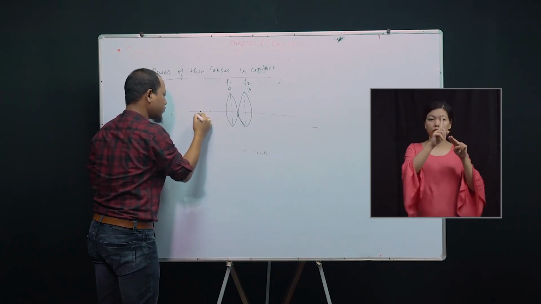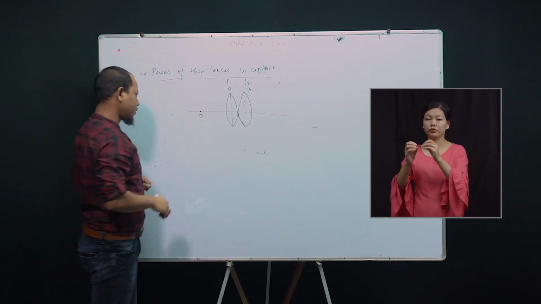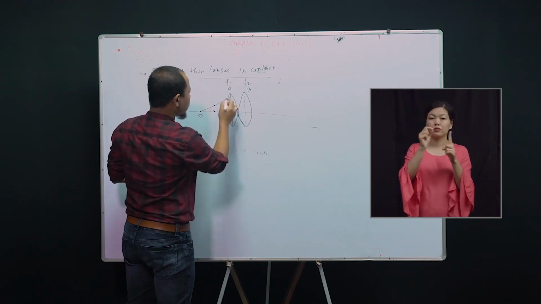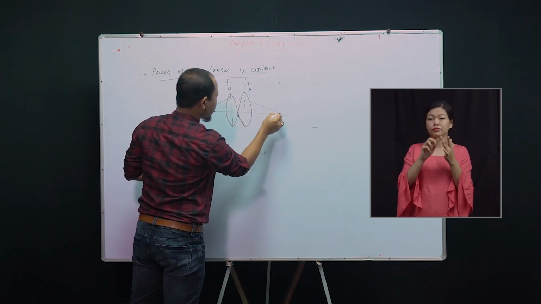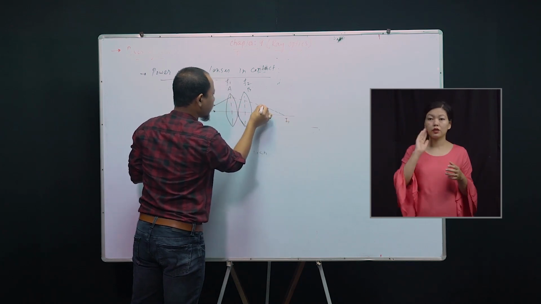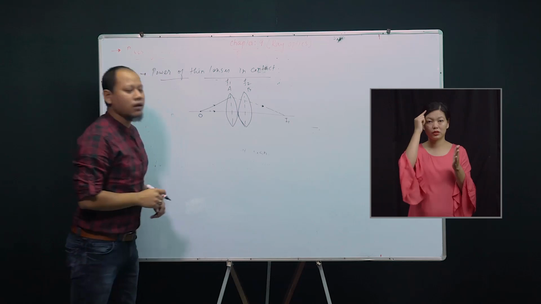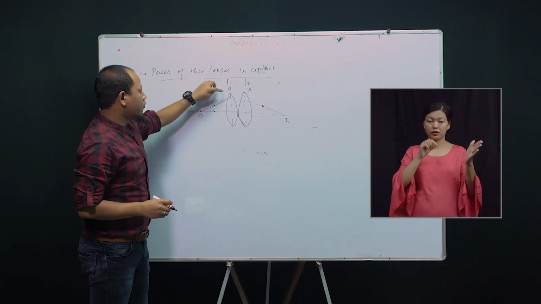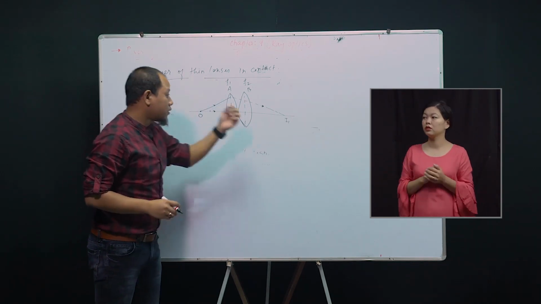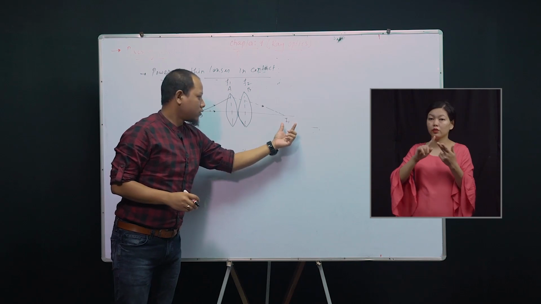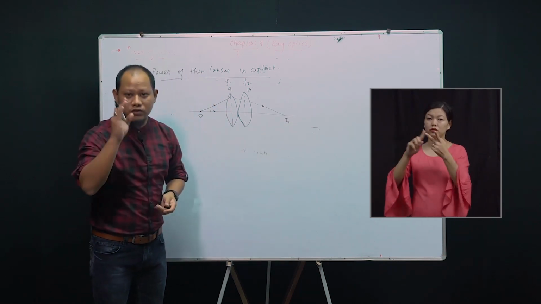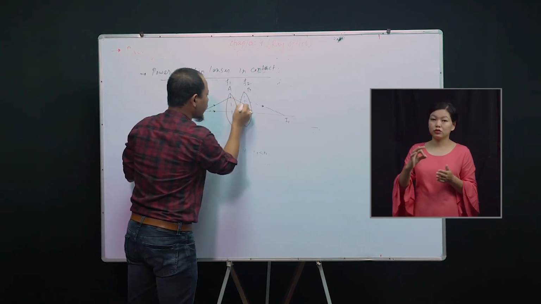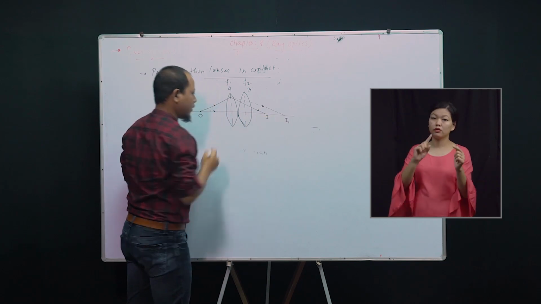So here I have placed one object. This is a point size object O. This is one ray, and this is another ray. It will suffer refraction, and here it will form an image, say I1. This is the image for the object O formed by lens A. Since I1 is a real image, it will act as the virtual object for lens B, and then the final image will form at point I. I hope it's clear.